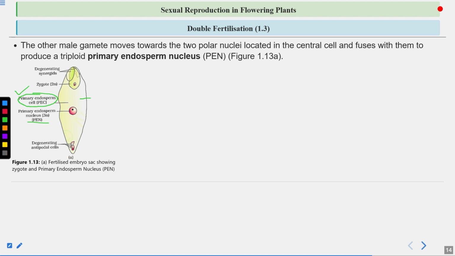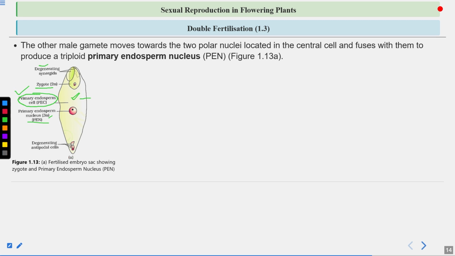As the triple fusion takes place, the central cell, earlier it was called the central cell. But once the triple fusion takes place and the primary endosperm nucleus is formed, this central cell is now called the primary endosperm cell. Clear? And here you can see the zygote is there. Now the degenerating synergid has done its function.